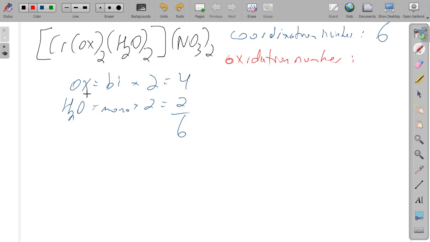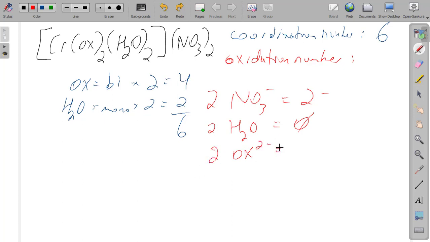Oxidation number then. NO3 is a 1 minus, and there's 2 of those. So that's 2 minus. H2O is 0. Ox is a 2 minus, and there's 2 of those. And therefore then, that's going to be a total of 4 minus. Okay. So, when we look at this then, that gives me a total of 6 minuses. Wow. That Cr must be 6 plus then. So oxidation number of plus 6.